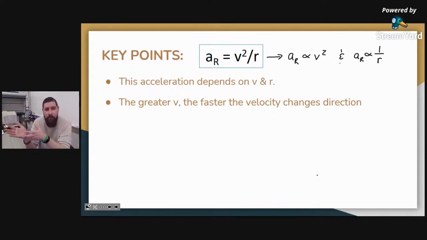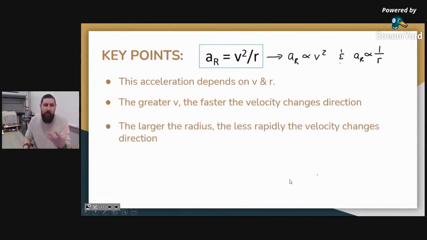Conversely, if I look at the second proportion, radial acceleration proportional to 1 over radius, if I double the radius, then I'm going to halve that acceleration. If I halve the radius, I'm going to end up doing the opposite to that acceleration. So we've got those relationships between velocity and radius and the acceleration. Again, that last little point: the larger the radius, the less rapidly that velocity changes direction, because it's an inverse relationship.